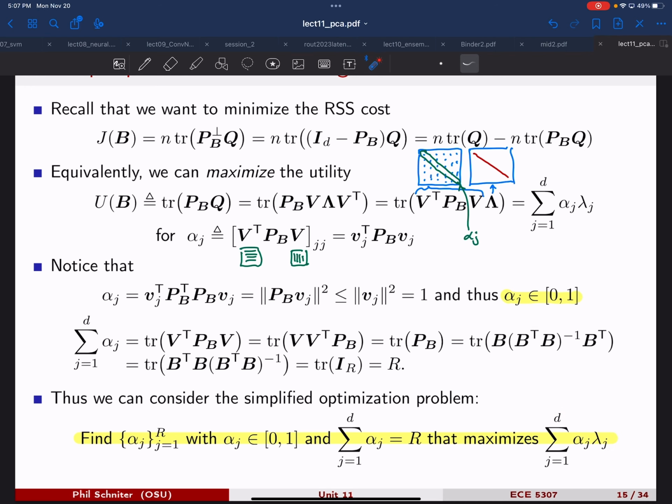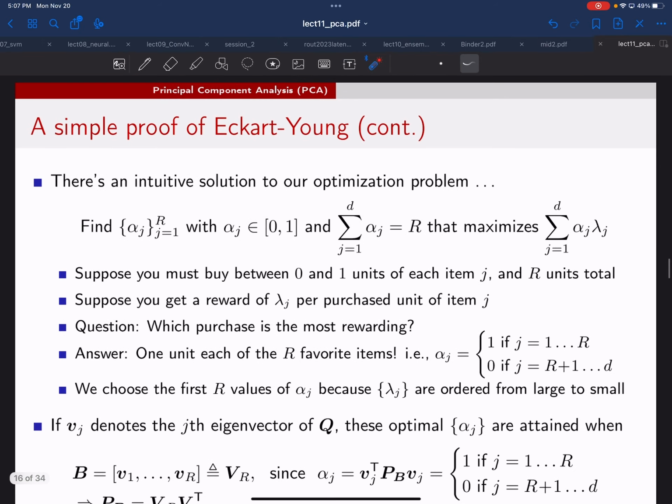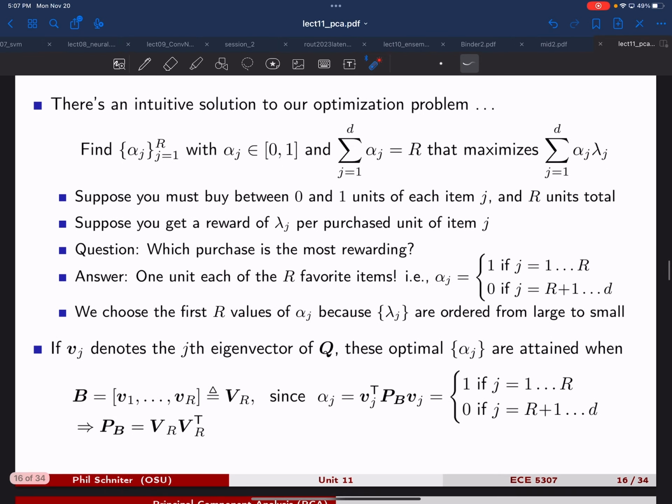Okay, although this sounds like a really complicated problem, it's something that you might do when you walk into a store. Let me describe it this way. Suppose that you walk into a store and there are different items indexed by j on the shelf. And you have to buy between 0 and 1 units of each item. Let's say for each item there is no more than 1 on the shelf, so you can't buy more than 1. And obviously you can't buy less than 0. And let's say you are forced to buy R items total out of D. And finally, you get a reward of lambda j when you buy item j.